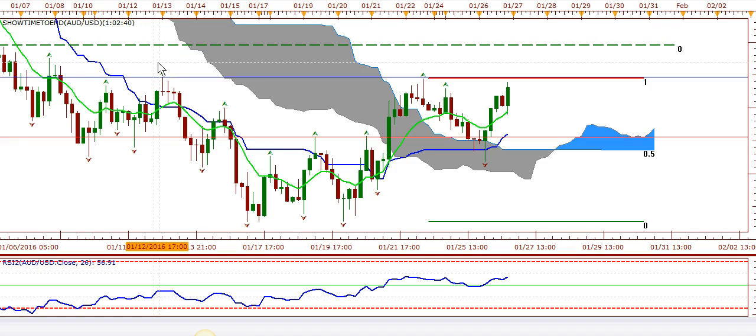All right, traders, I am back again to update you on the Aussie US dollar trade setup. As you can see, this trade setup has worked out for a good 75 pip profit, but I think there's still more to be made here.